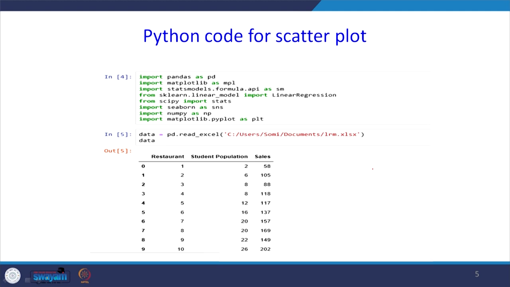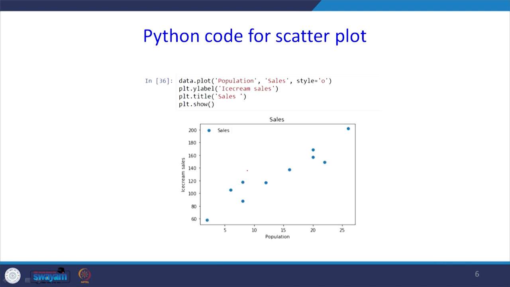First, we will load the data, we will read the data. There is pd.read_excel with the path where I have stored my Excel file. So, this is the data. There are 10 data points, 10 restaurants. This is the student population. This student population is in terms of 1000, sales also in terms of 1000, for a product called ice cream.